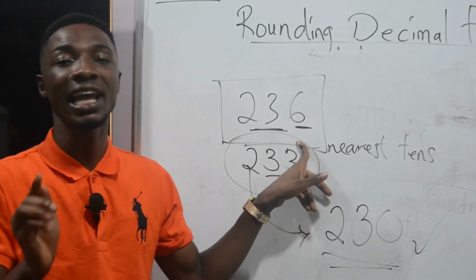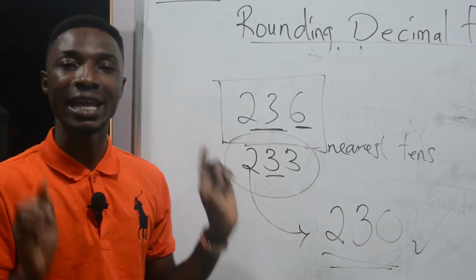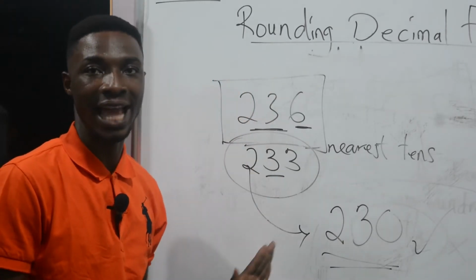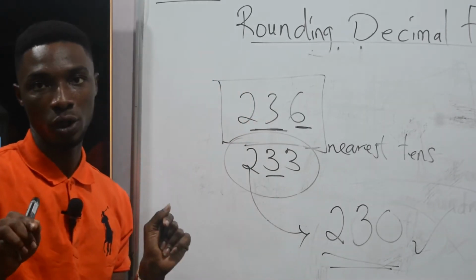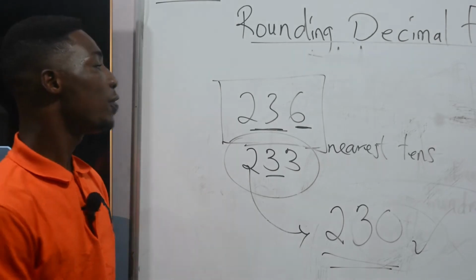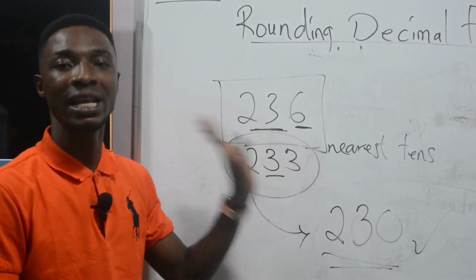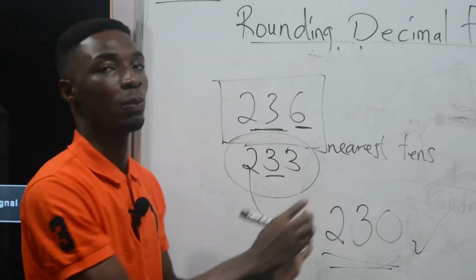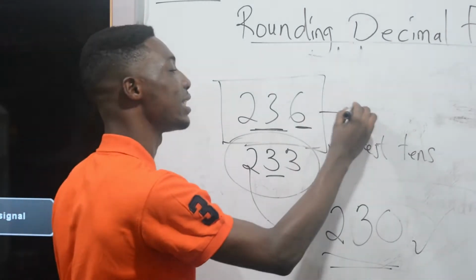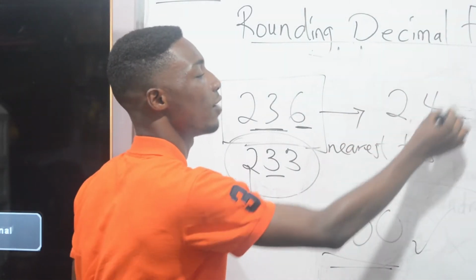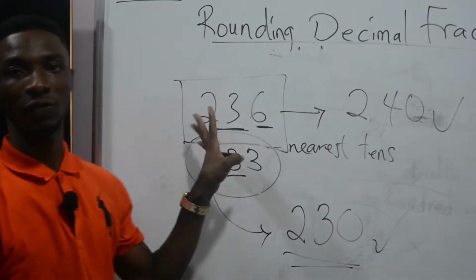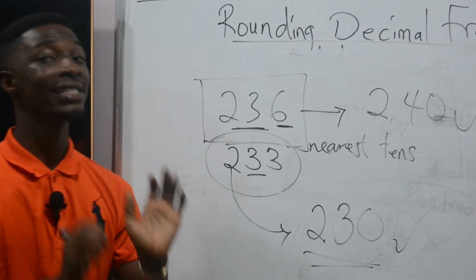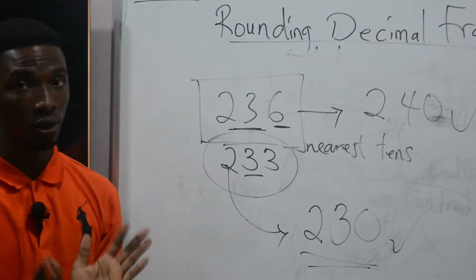So we apply the second rule I spoke about. The second rule is if the number is more than 4, you add 1 to the number of interest, and then you replace it with 0. So we have to take the 6 away and replace it with 0. But before we do that, we have to add 1 to the 3 because the 6 is more than 4. So I am going to get 240 as my result for this one. So you can see the difference. It's a simple rule.